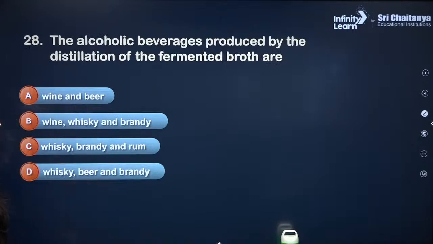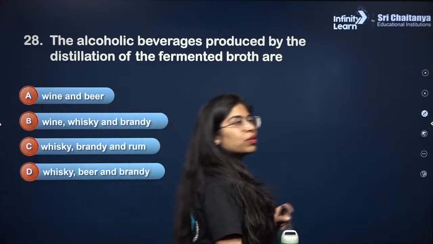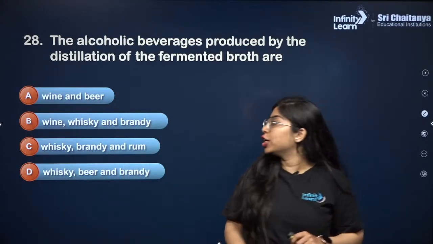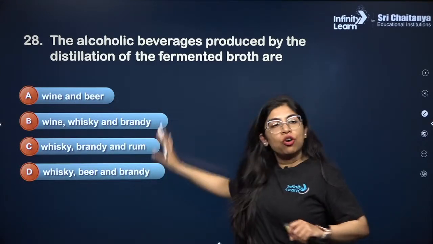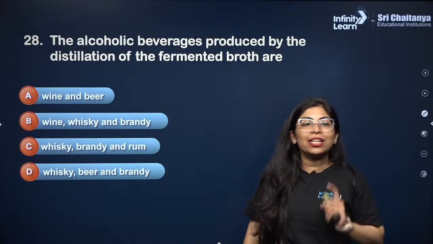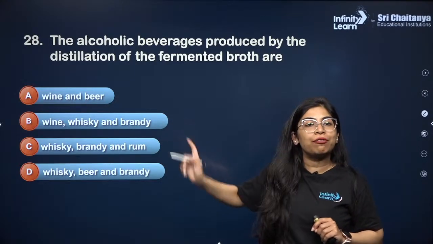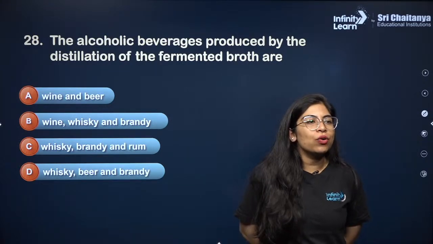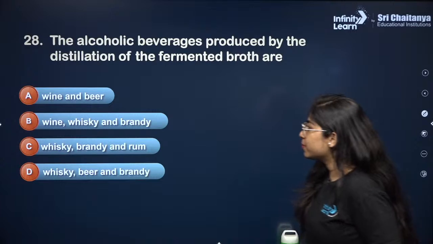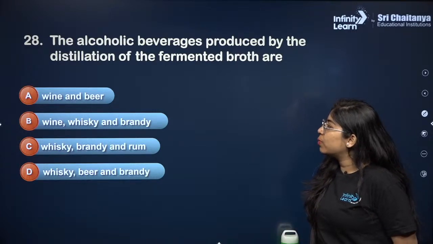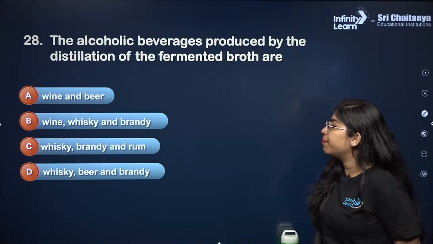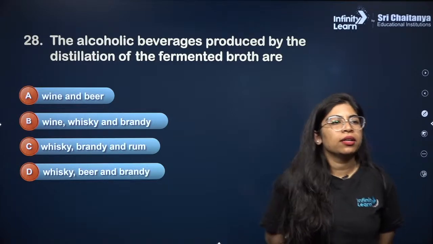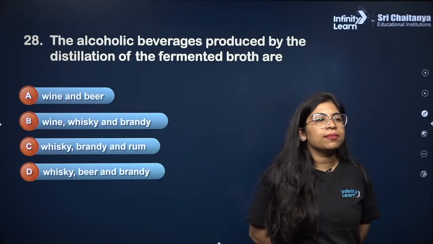Next one, the alcoholic beverage produced by distillation of the fermented broth. The one which is formed by distillation. What combination of these four is formed by distillation? We've got two more questions after this to do. All of you, what is it? Mamtha, Rahul, Aishwarya, what is it? First is wine and beer, wine, whiskey, brandy, rum, whiskey, beer, brandy. Answers, everyone.